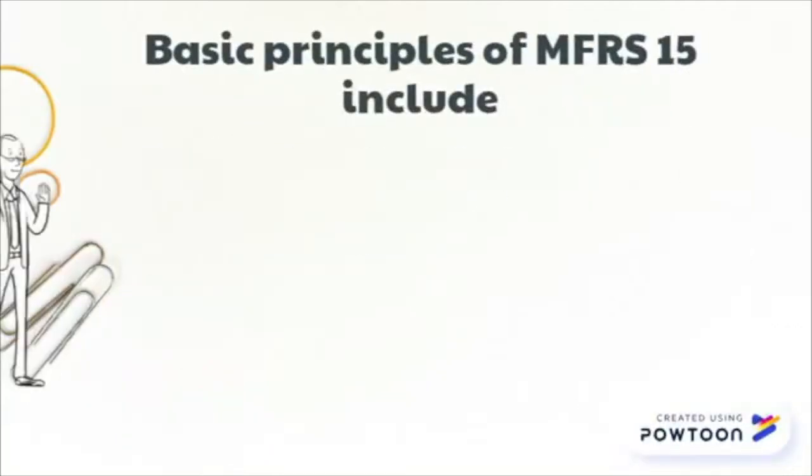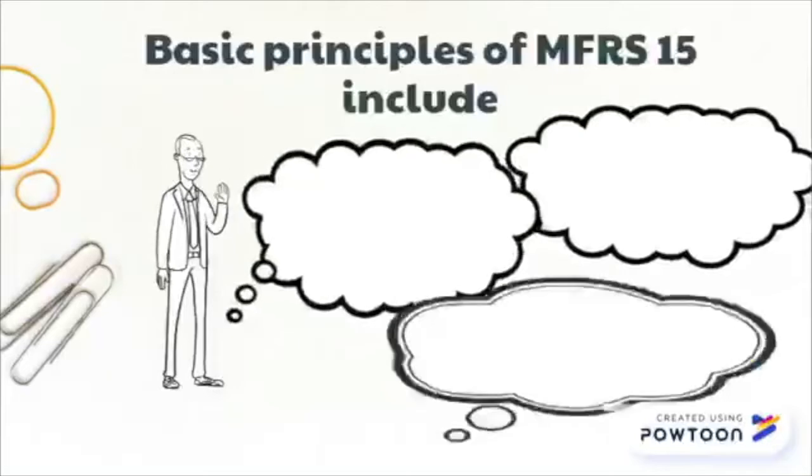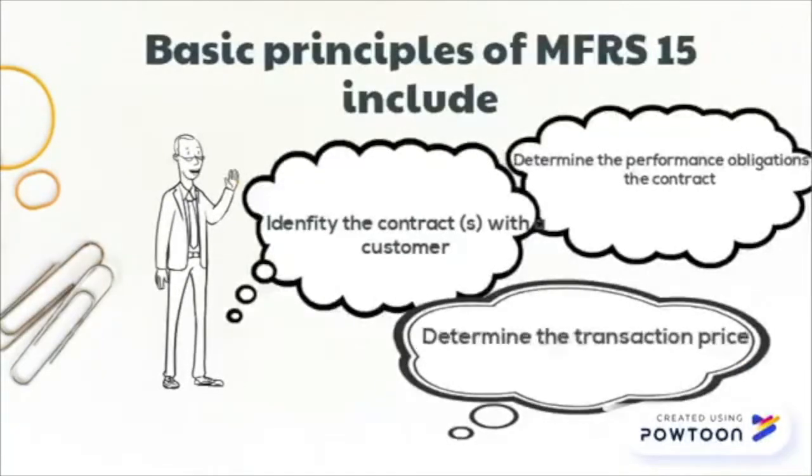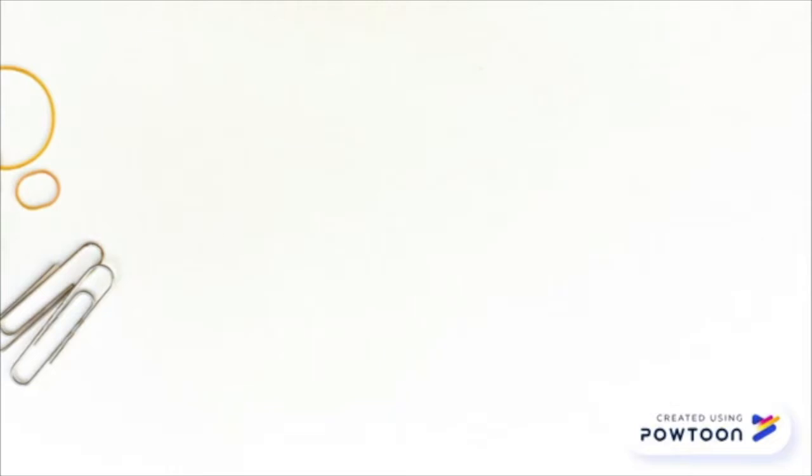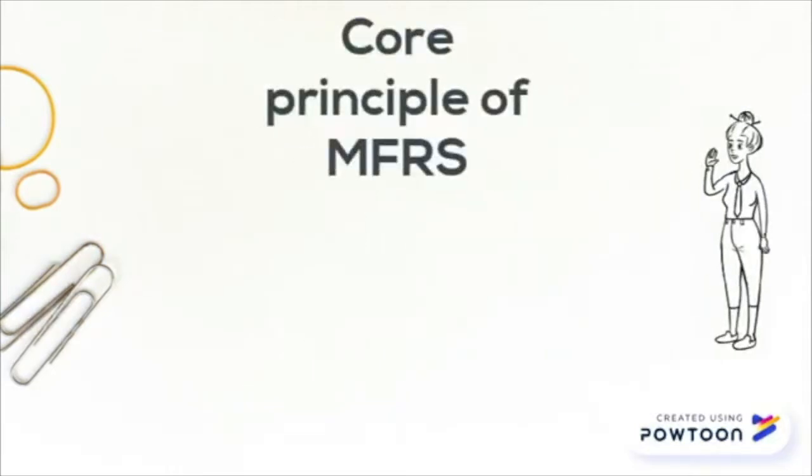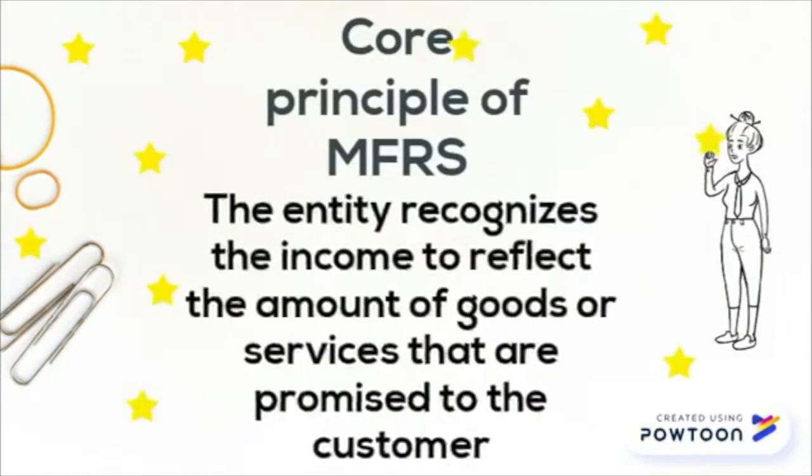Basic principles of MFRS 15 include: identify the contract or contracts with a customer; determine the performance obligations in the contract; determine the transaction price. The core principle of MFRS 15: the entity recognizes revenue to reflect the amount of goods or services that are promised to the customer.